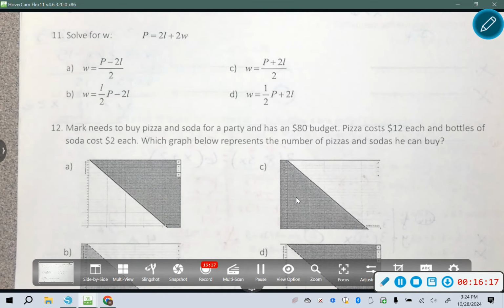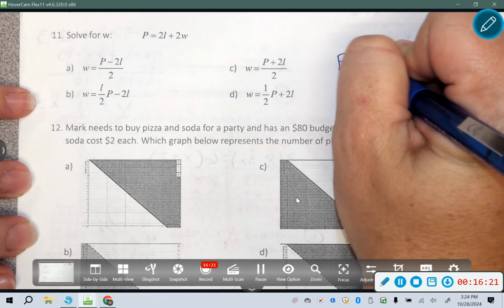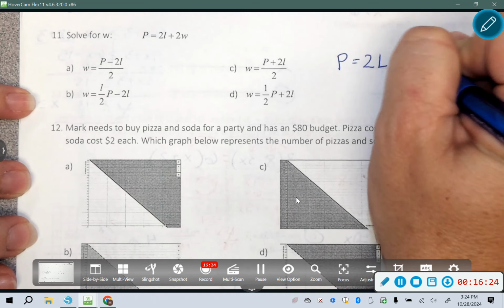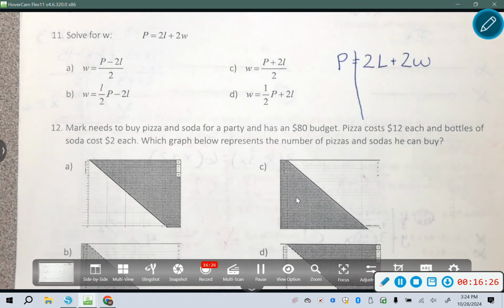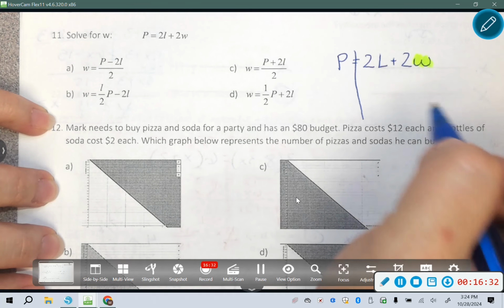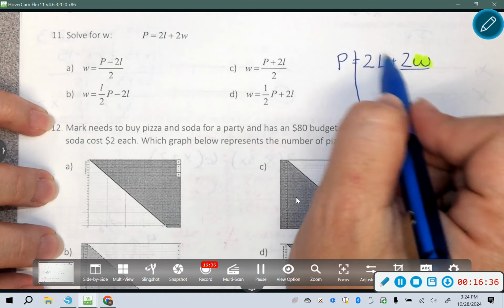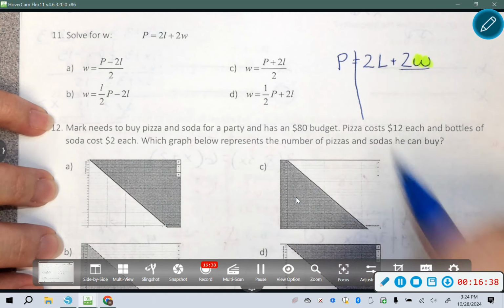Okay, looking at number 11. This was our literal equations. These are not our favorite, but they're not that bad. We're just rearranging. So I want you to realize on this one, I'm solving for W. So I need to get the W term by itself, meaning on this right side, I have to get rid of what's not part of the W term, which is my 2L.